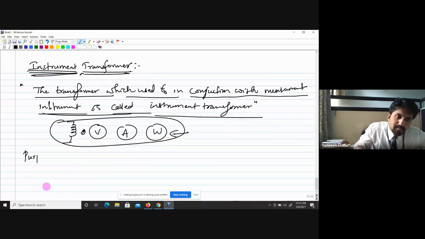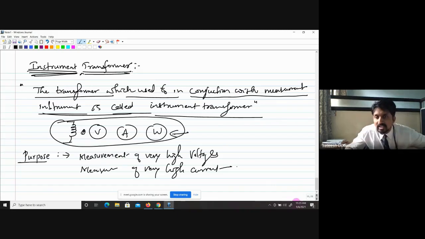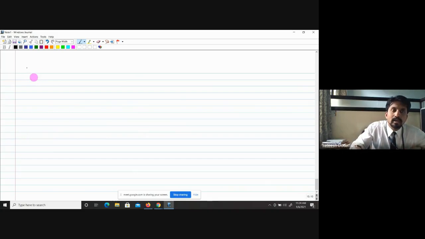Then what is the purpose of this transformer? It helps for the measurement of very high voltages, or for the measurement of very high currents, these transformers can be used. Basically, to measure voltage, which meter do we use?